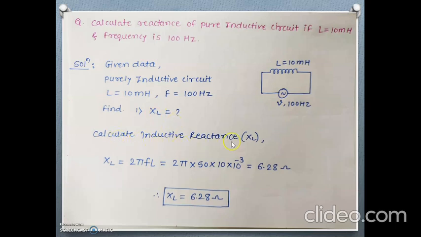Let's calculate the inductive reactance. We have XL is equal to 2 pi FL, which is equal to 2 pi into 100 into 10 into 10 power minus 3. Putting the values of F and L, we get the value of XL as 6.28 ohm. So XL is equal to 6.28 ohm. This is the required value of inductive reactance.